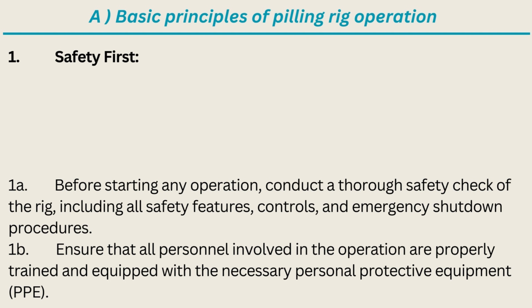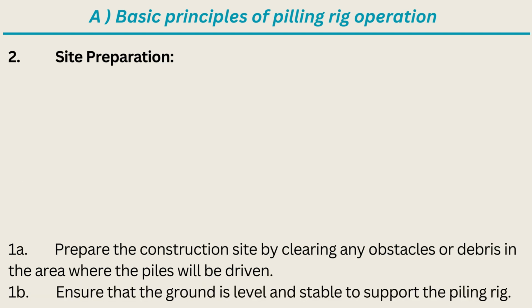1. Safety first. 1A. Before starting any operation, conduct a thorough safety check of the rig, including all safety features, controls, and emergency shutdown procedures. 1B. Ensure that all personnel involved in the operation are properly trained and equipped with the necessary personal protective equipment, PPE. 2. Site preparation. 2A. Prepare the construction site by clearing any obstacles or debris in the area where the piles will be driven. 2B. Ensure that the ground is level and stable to support the piling rig.